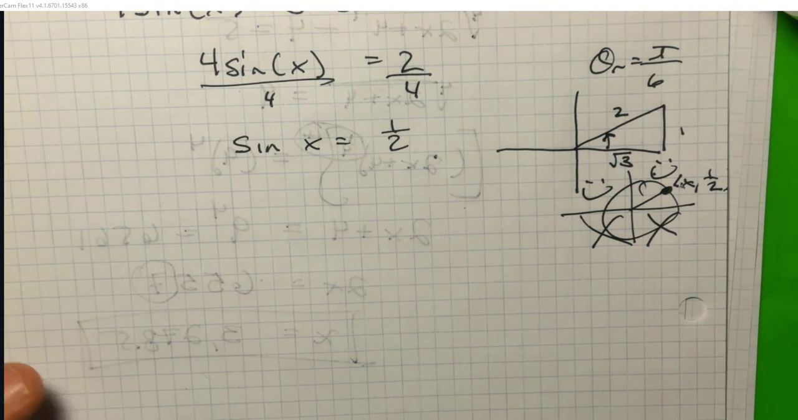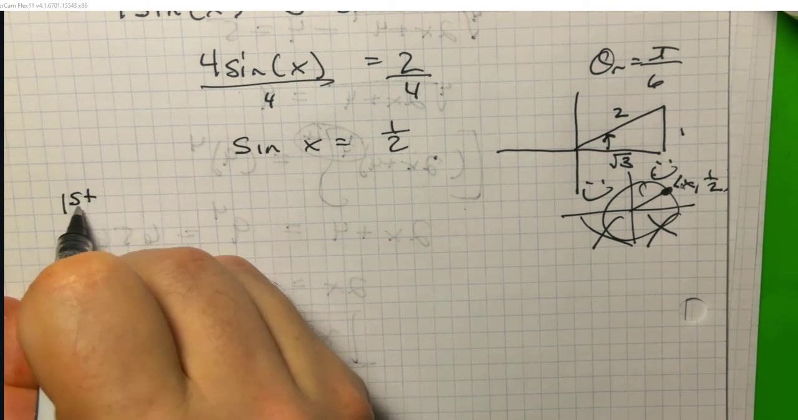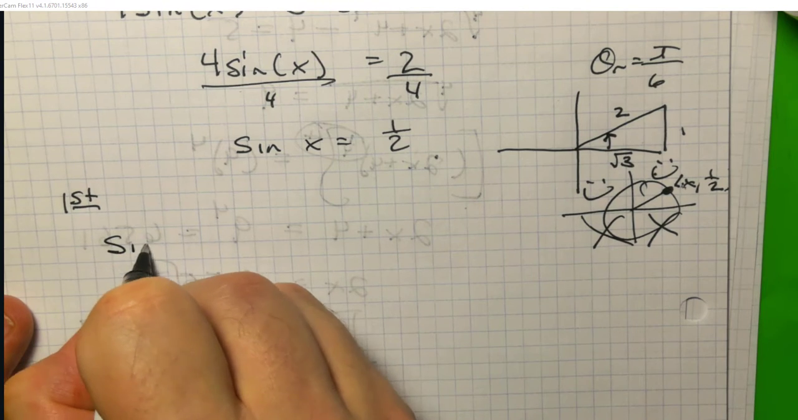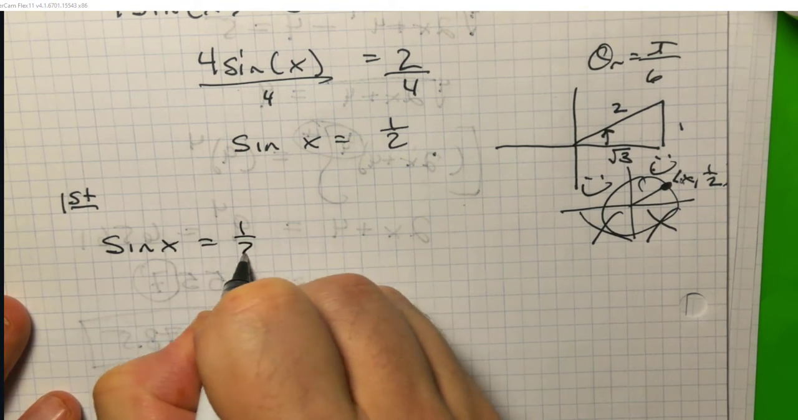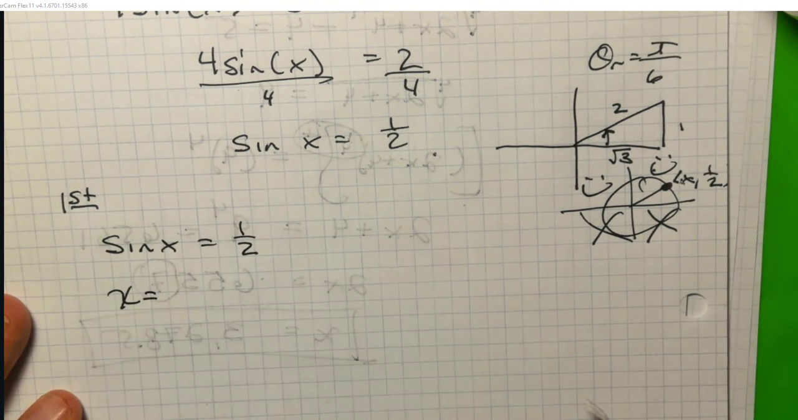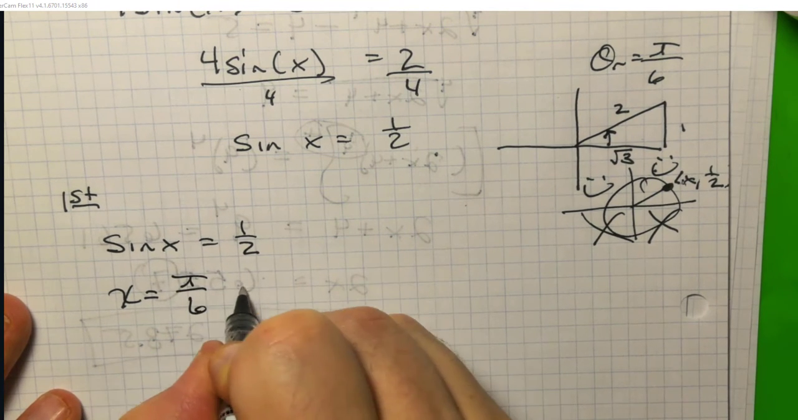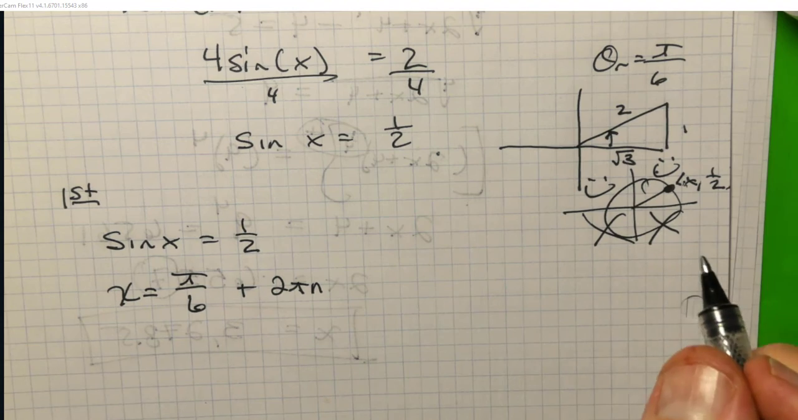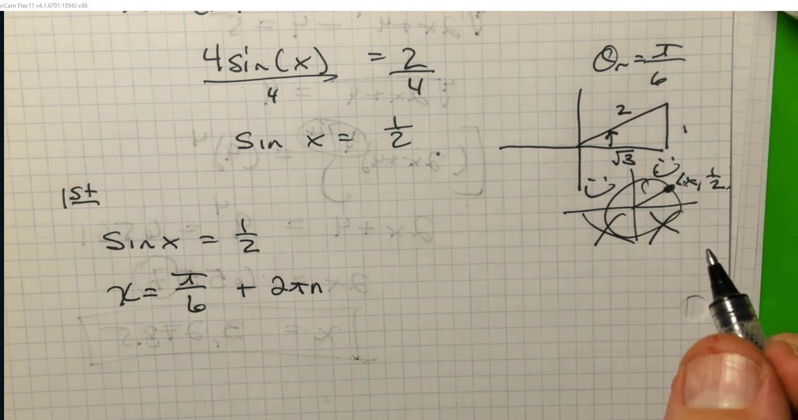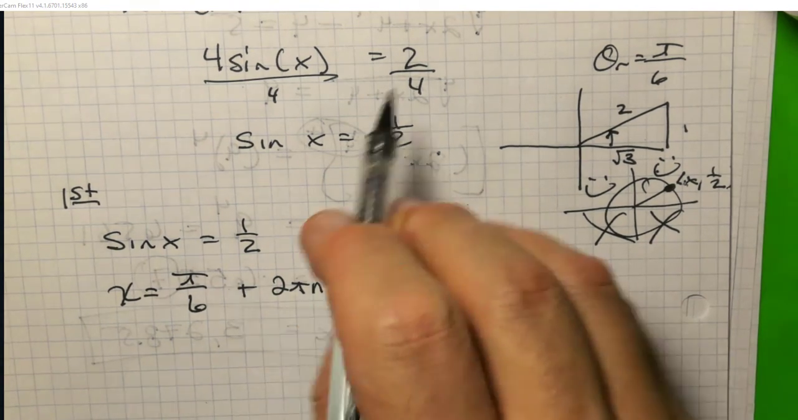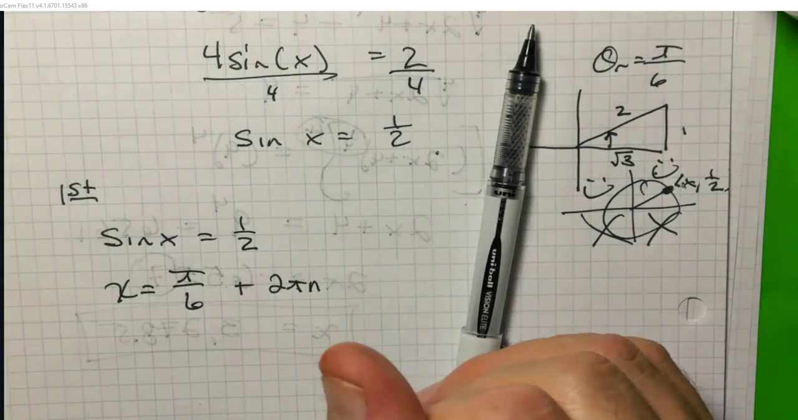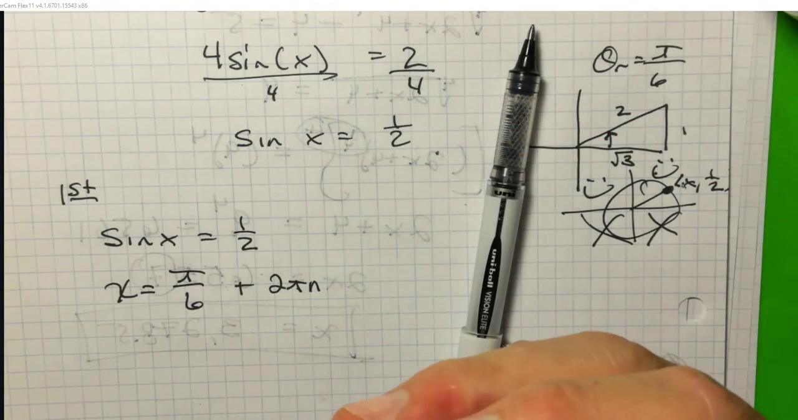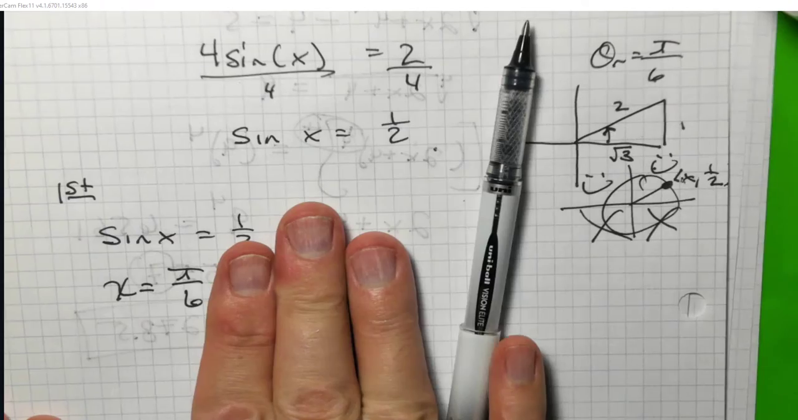Now, in the first quadrant, that means the sine of x is 1/2. That means x is pi over 6, and by adding 2 pi n, I get all other coterminal angles with it. This is the general solution. If I restricted my domain to just 0 to 2 pi, then I only need that.